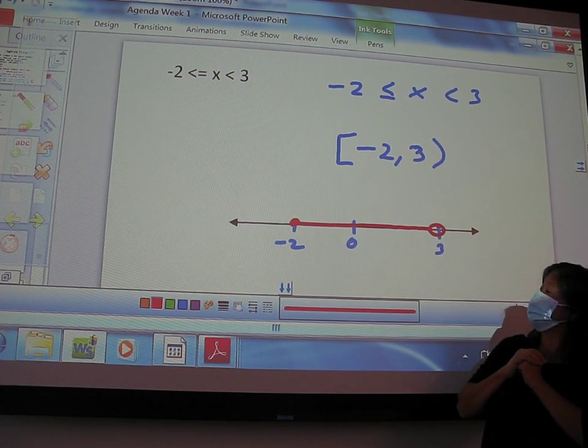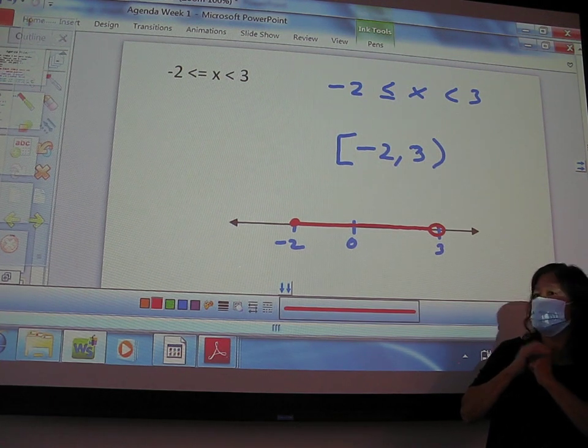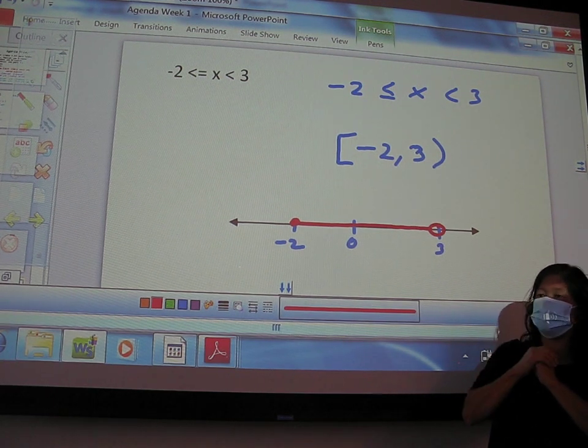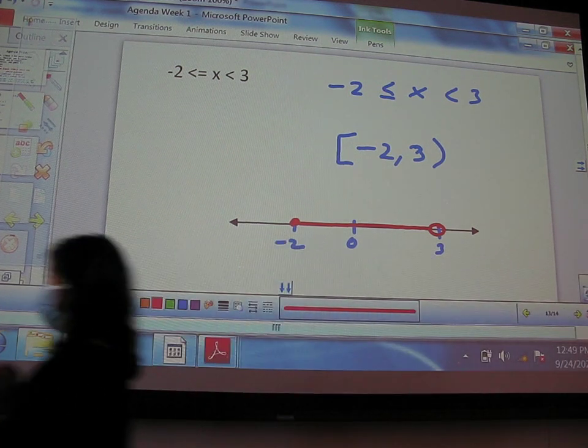Are there any instances where you have to use the intersection symbol? No. You will not have any instances where you need to use the intersection symbol. Thank you for asking that. Great.